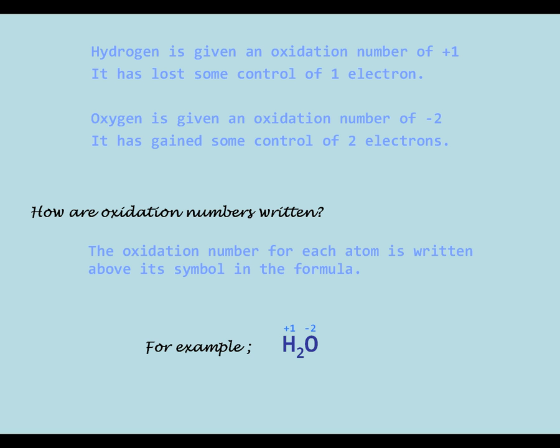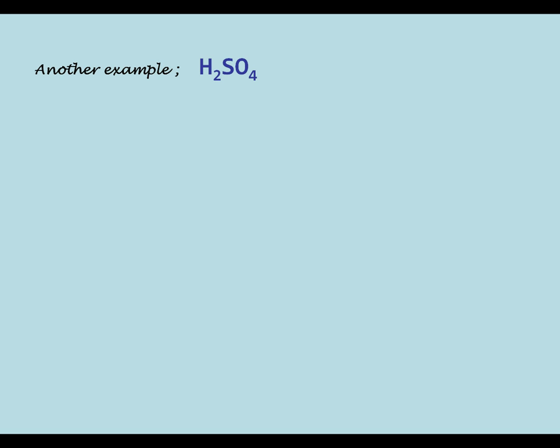Notice that the sign of the oxidation number is written before the number, and plus means that the atom has lost electrons, minus means that the atom has gained electrons. Let's look at another example, H2SO4, sulfuric acid.